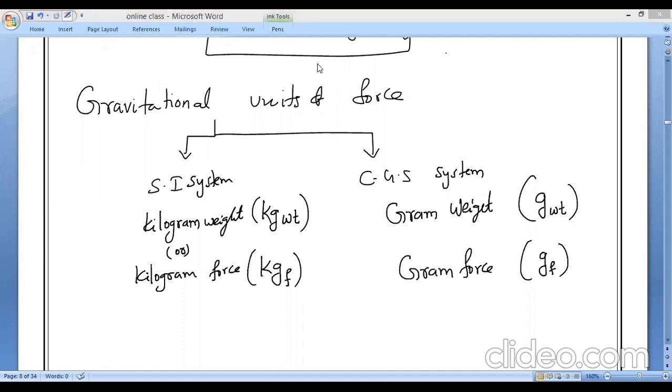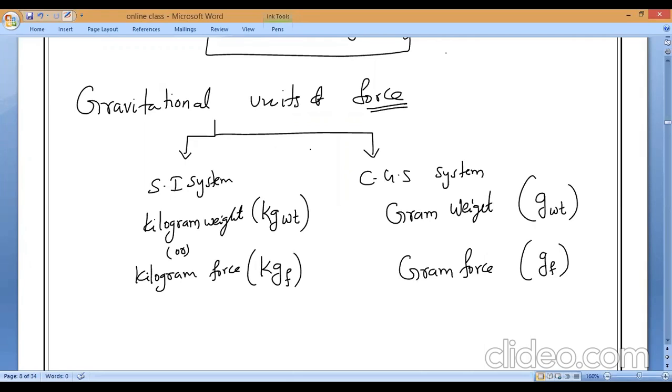Arun Kailash, have you understood or not? This is gravitational units of force. In which units, guys? Gravitational units. Absolute unit is over. This is called gravitational units. So in the SI system, we say kilogram weight or kilogram force. In the CGS system, we say gram weight or gram force. This is what it is.